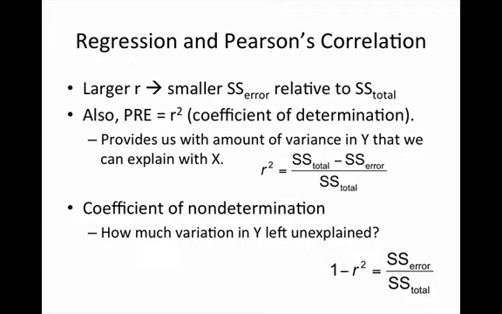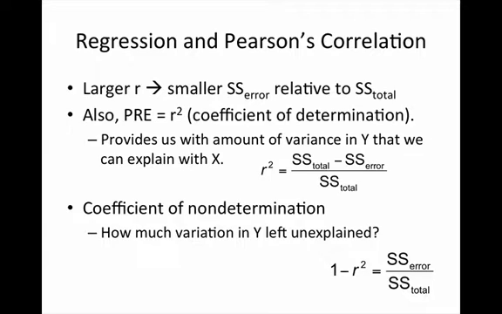So these terms, the proportionate reduction of error and the coefficient of determination, these are equivalent terms, except that the coefficient of determination is expressed as R squared. And it gives us the amount of variance in y that we can explain with knowledge of x. And if you look at this equation for R squared, this is the exact same equation for the proportionate reduction of error.